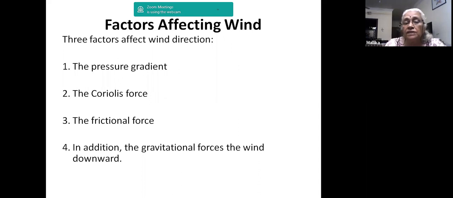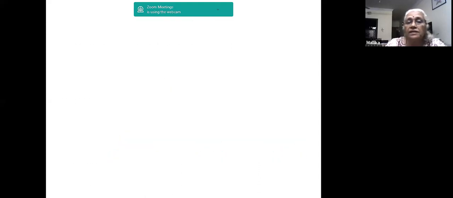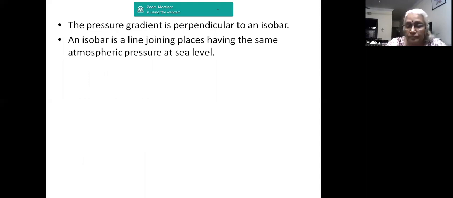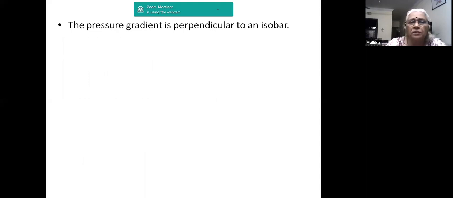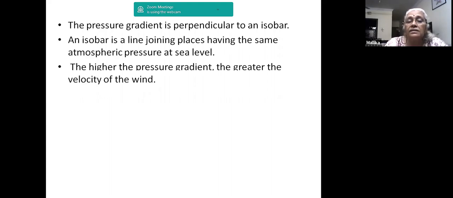Okay, so these are the four factors that you generally need to know. Pressure gradient, we have already talked about. Frictional force is not important. What is important? Yeah, so we've done this, right? These are other information about the pressure gradient. One, it is perpendicular to an isobar. Isobars are lines drawn on the map joining places having the same air pressure on the ground. I'll show you the map in a bit. Same atmospheric pressure brought down to sea level actually.